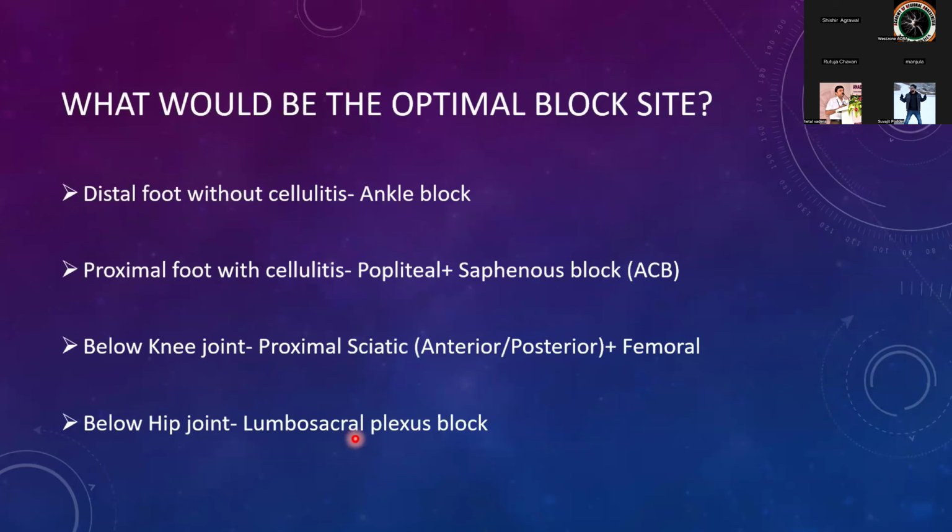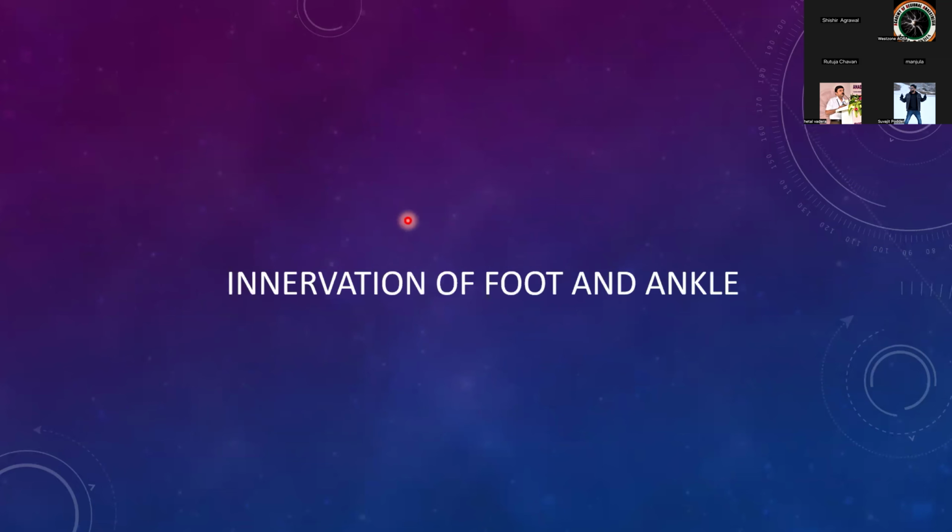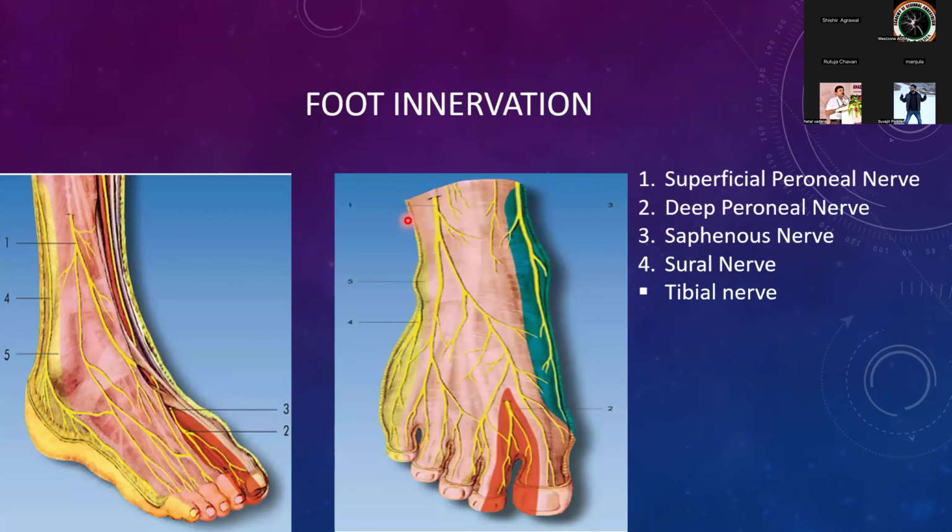Now, what would be the optimal block site? We would go step by step. For a distal foot without cellulitis, we can go with the ankle block. What is that? For a foot, we are looking at the nerves which supply the foot. Basically, we have five nerves. One is the superficial peroneal nerve, the deep peroneal nerve, then we have the saphenous nerve and the sural nerve, and also the tibial nerve, which is covering the medial malleolar aspect of the foot.